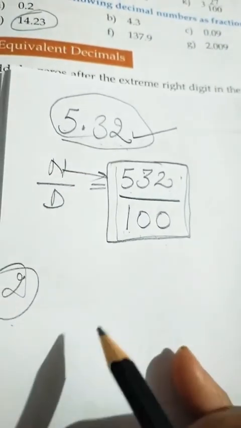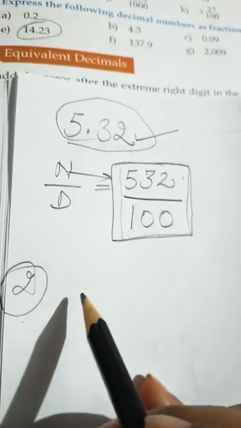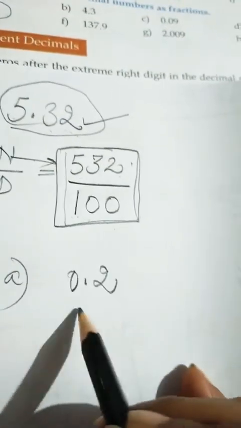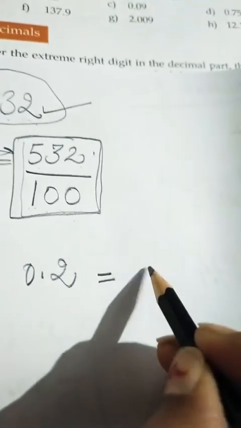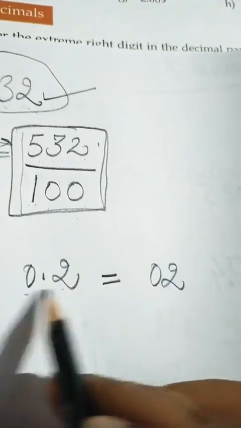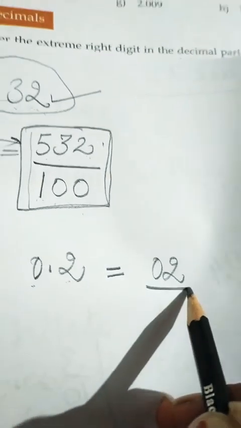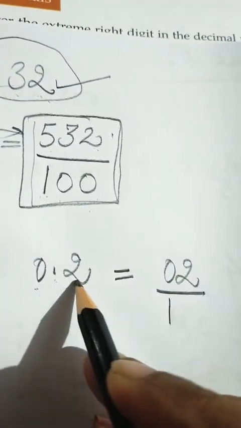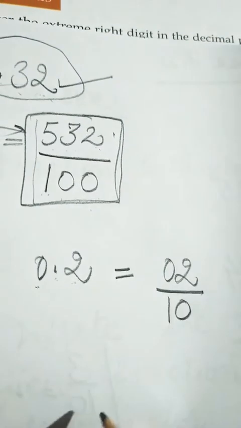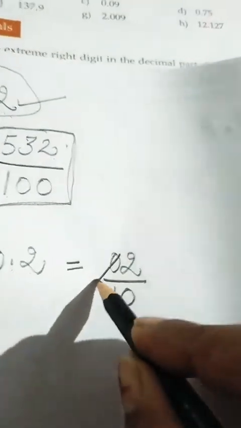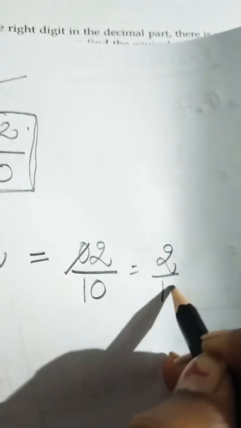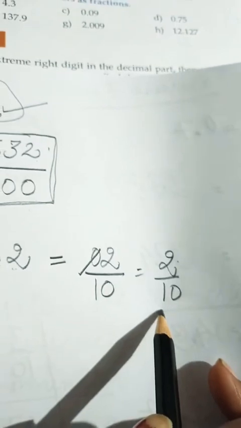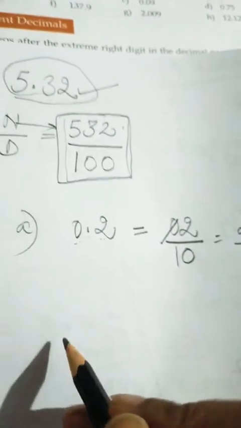Here it is: express the following decimal numbers as fractions. A part is there, 0.2. Yes, firstly we will write 02. हमने पूरे का पूरा नंबर हमने विदाउट डेसिमल लिख लेना है, एंड द डिनोमिनेटर in place of decimal we will write 1, and after decimal 1 digit, so after 1, 1 zero. So here we will ignore this and the fraction is 2 by 10. 0.2 decimal का जो fraction form है that will be 2 by 10.